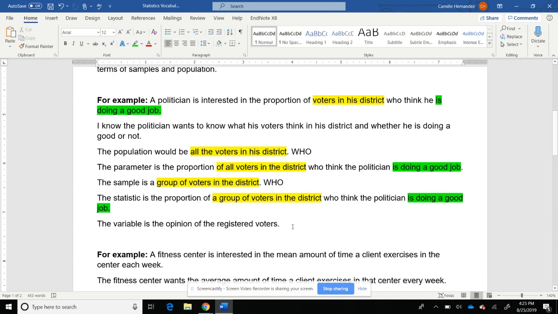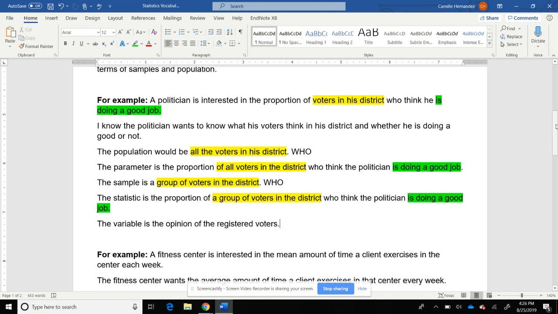So the opinion is he's doing a good job, he's not doing a good job, they don't care, they don't know. So that's the big deal about that variable, is that it's the opinion of the voters, and that's what he wants to get. The proportion again is if he's doing a good job, because the proportion could say he's doing a good job. Another proportion can say he's not doing a good job. And even another proportion could not know what kind of job he's doing at all, because they might not even know who he is. So that again is why we're breaking it down into the who and the what.